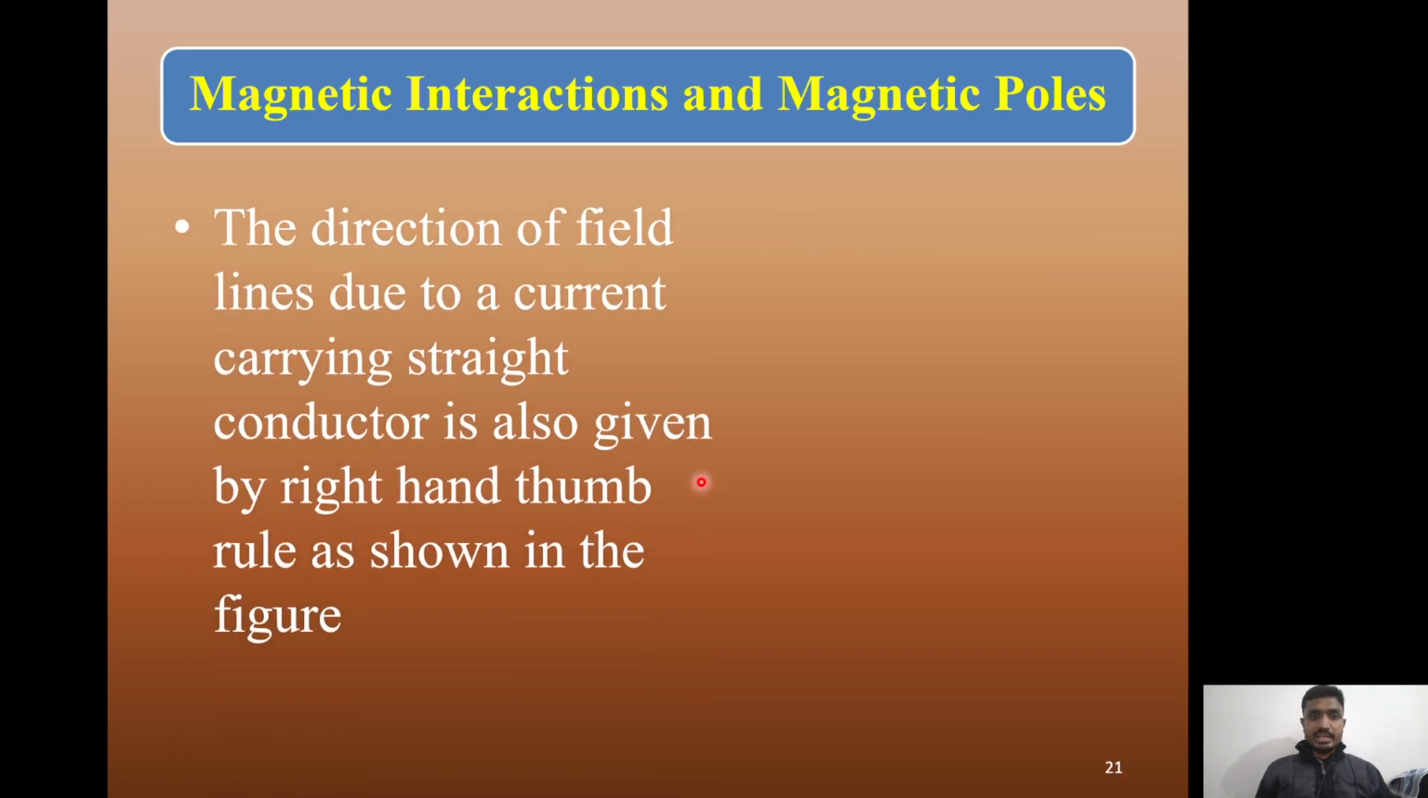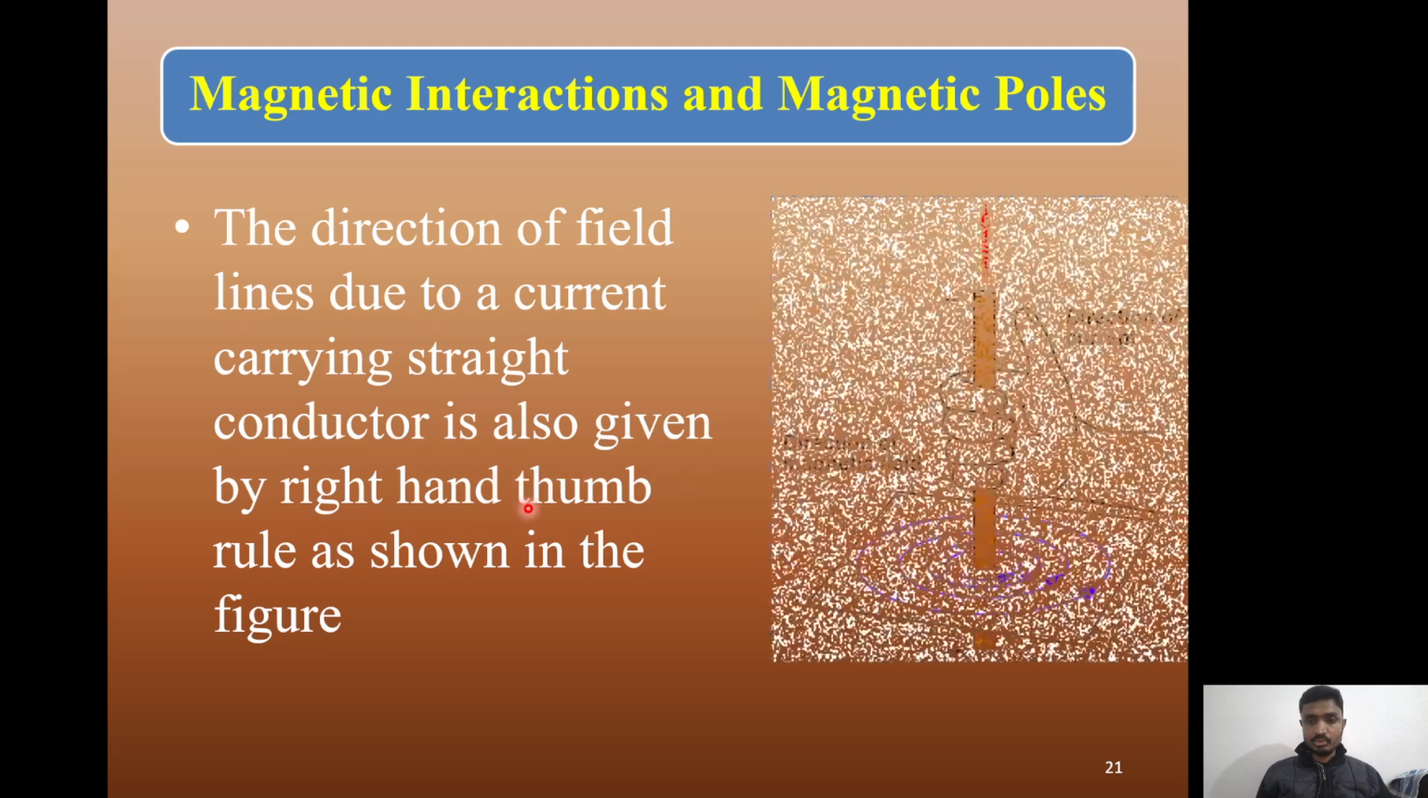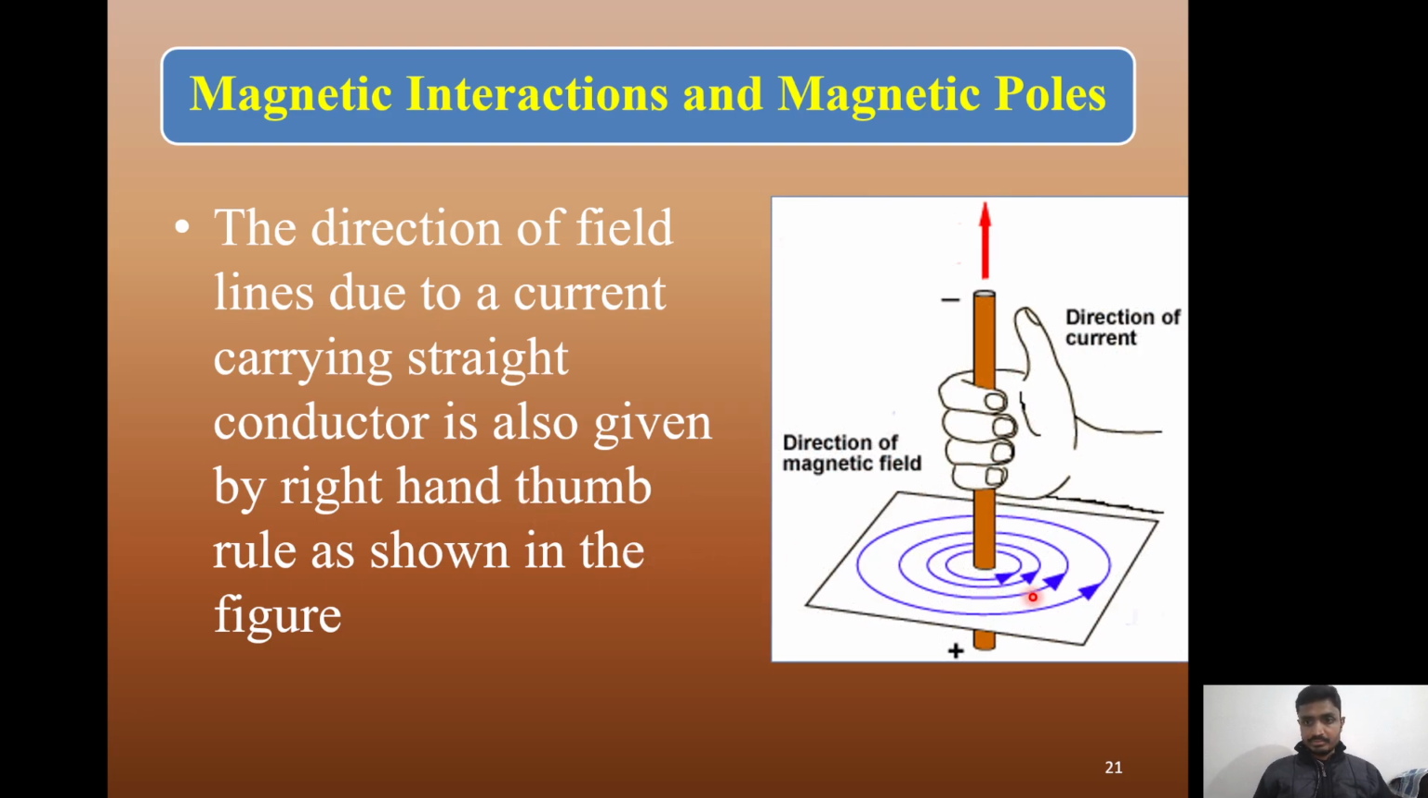And if you want to identify the direction of these field lines due to the current that you are passing through the conductor, that is given by the right hand thumb rule, as shown in this figure. So, if you imagine that you have a conductor put vertically like this, and you are passing a current in this direction, you put the thumb in the direction of the current, and the curled fingers would indicate the direction of the magnetic field.